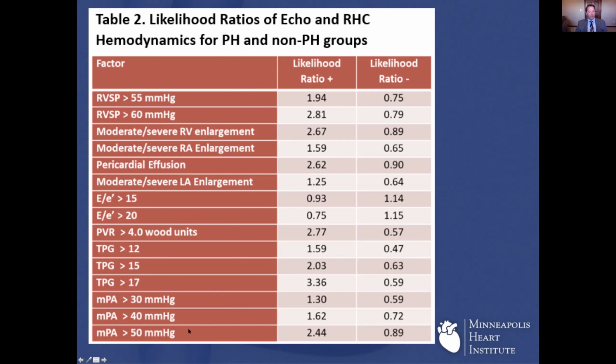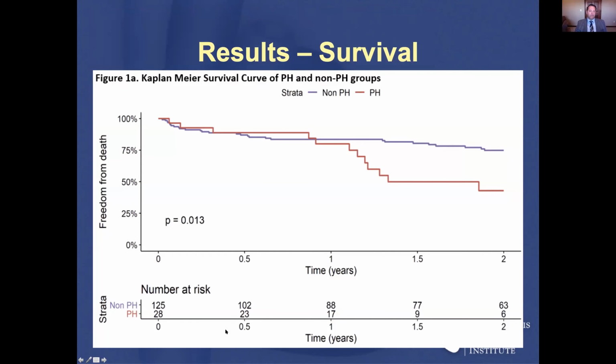And likewise with mean PA pressure on the right heart cath, that was pre-TAVR, the higher the mean PA pressure, the more likely someone would continue to have PH after TAVR. When we look at survival, what I think is interesting here is that the curves are very similar up to about 1 year, and that's when they start to separate.